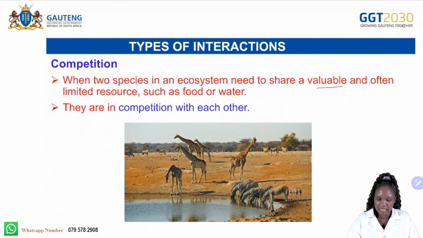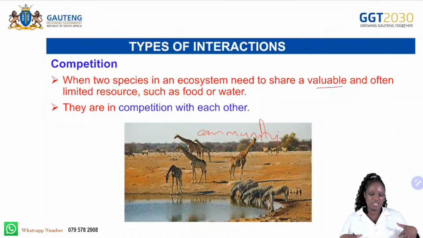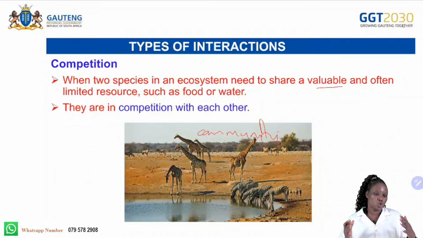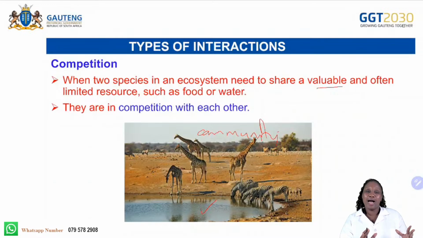All right, let's look at this community. This is a community. Why am I saying it is a community? Grade 8. It is a community because we've got different species, different types of animals in the same ecosystem. They are being drawn together because of this pool. All right, they need water, they need to drink.